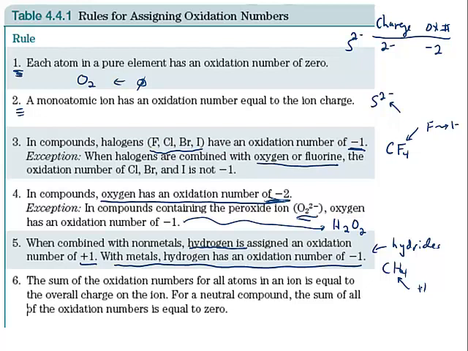Now, there are going to be lots of times we run into atoms that aren't associated with any of these rules up here. And the way you do that is you calculate them based on the elements you do know. So calculate other atoms. Okay, so let's look at a few examples.